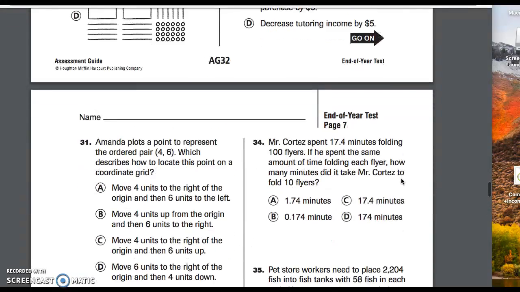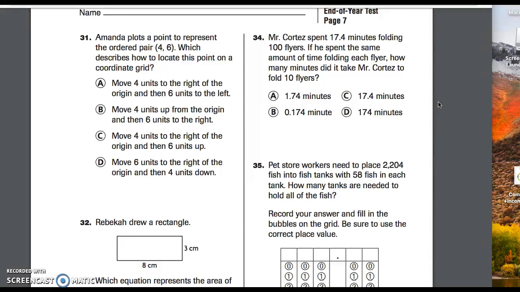Number 34. Mr. Cortez spent 17 4/10 minutes folding 100 flyers. If he spent the same amount of time folding each flyer, how many minutes did it take Mr. Cortez to fold 10 flyers?